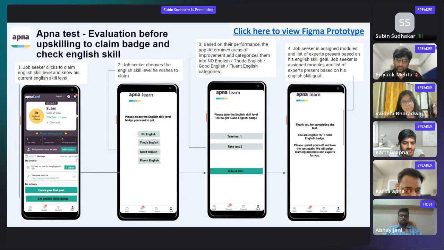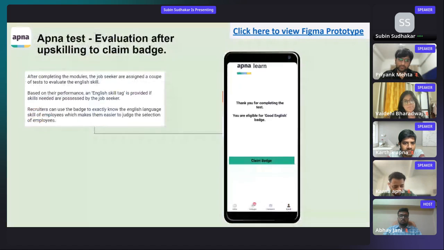After taking the test and submitting it, the app will let the candidate know that their English skill is not up to the mark for the badge they need. They will have to upskill, and for that we are assigning some of the modules we have. You can also choose to get an expert, which I will come to later. The second evaluation is done after the candidate gains confidence by upskilling himself; he can check whether he has reached that level of expertise. After he has reached it, he will get the badge and can claim it.